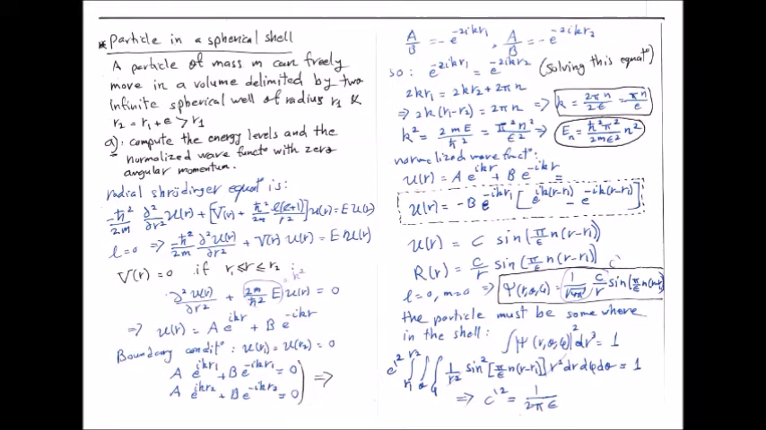To determine the constants A and B, as usual, we need to use the boundary conditions. We have two boundary conditions: u(r) should be equal to 0 when r equals r1 and r equals r2. So I have two boundary conditions and two constants. By using these two boundary conditions, we can find two relationships between A and B: A over B equals minus e to the power minus 2i k r1, and also A over B equals minus e to the power minus 2i k r2.